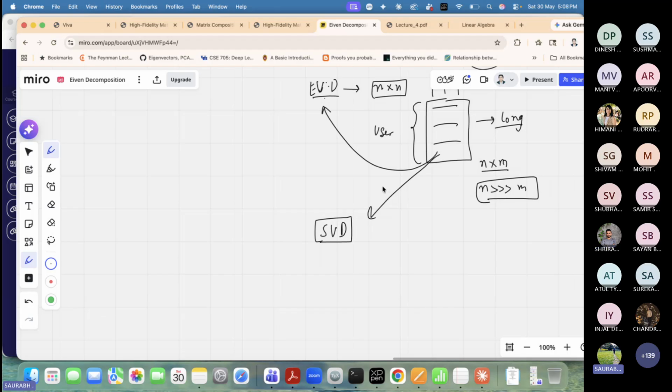Exactly is the idea of singular value decomposition. Okay. So you will learn about it.